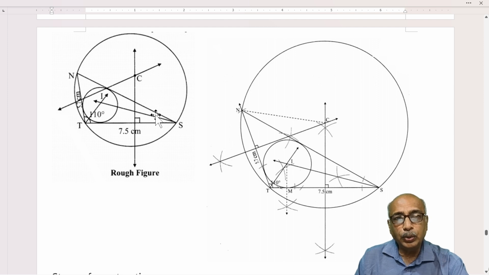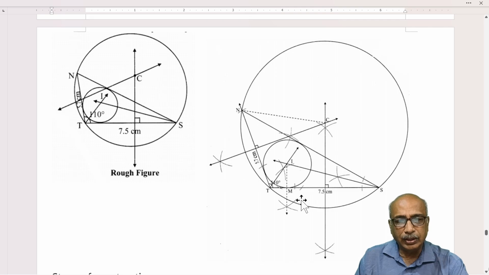Bisect the two angles, and from this point I, draw a perpendicular here and draw the incircle. Bisect any two sides. Wherever the two perpendicular bisectors intersect, name it as point C. Take radius CN and draw the circle.